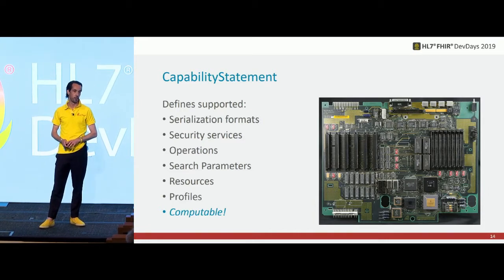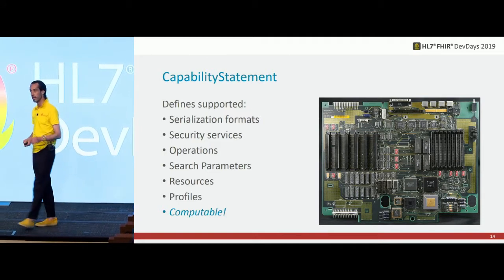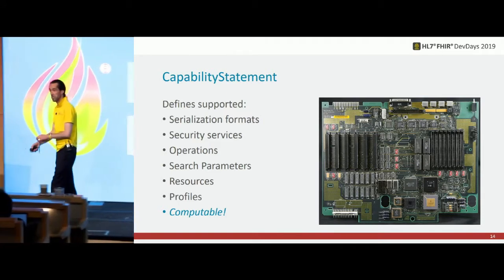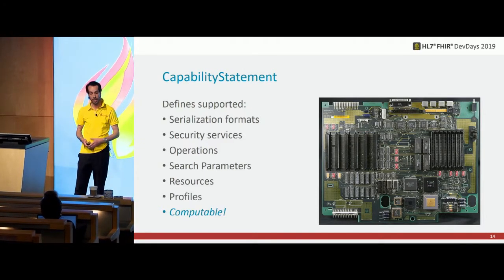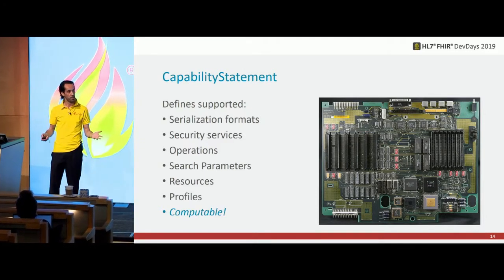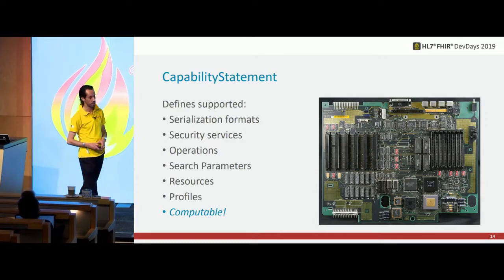And it ties in all the other conformance resources. So a capability statement will have a list of structure definitions saying this is what I support, these profiles. It has a list of operations saying these operations. Search parameters are in there. Serialization formats: you might just say my server only does JSON, I don't do XML, you can express that. And again, it's all in a computable way, so it's discoverable. You can write code that adapts itself depending on the statement.